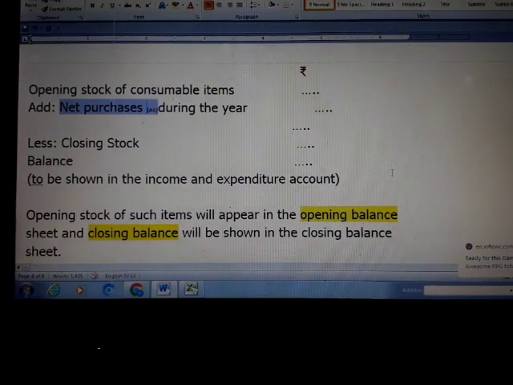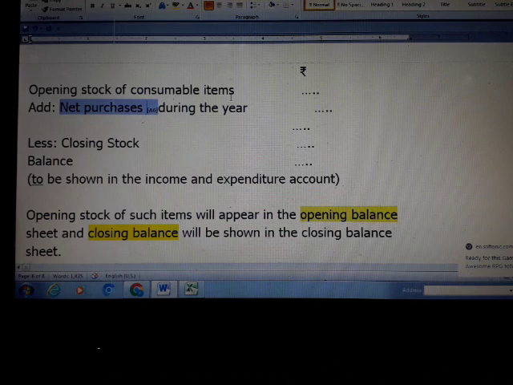So here comes the format. The first item which we will take as a base is the opening stock of the consumable item. That means if they give in the question any particular stock, say for example stationery or medicine, or the sports material, then the opening balance of that particular stock will have to be taken as a base.